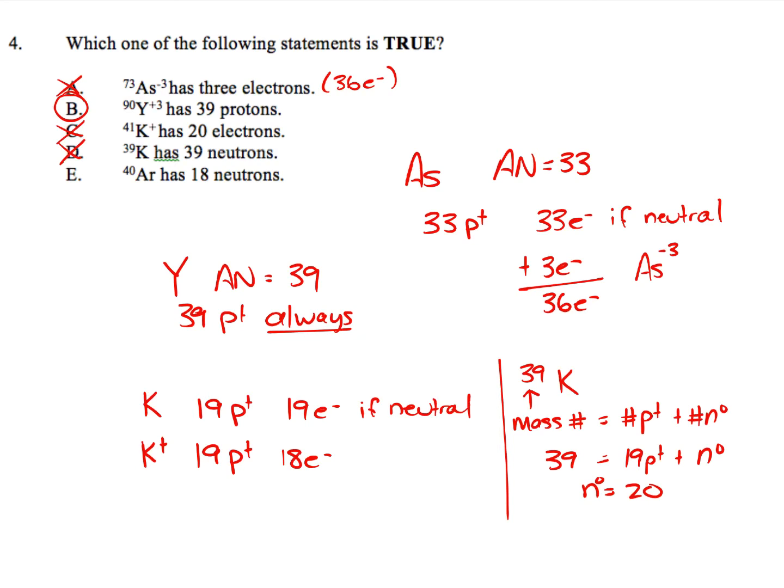And then it says 40 argon has 18 neutrons. Argon is atomic number 18. So we do 40, 18 protons, plus the number of neutrons, so that should actually be 22. So E isn't correct either. So B is the only correct answer there. Okay? Yes? Can you do 13? Number 13.